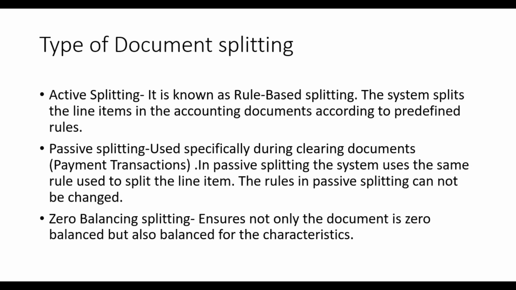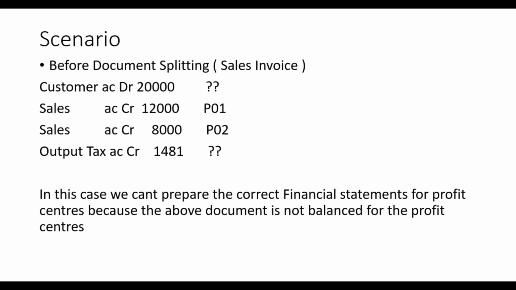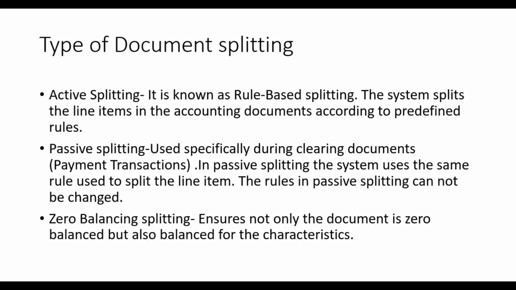That means if I apply the active splitting here, after the splitting my output tax is going to be equally split into 2 line items, credit with profit center 1 and profit center 2, and the customer is also going to be split into 2 line items, debit. But as we know, in entry view we are not going to get the profit center splitting items. Always it will be there in the GL view, not in the entry view. So I need to go to the GL view to check whether these customers are split into 2 line items or not. That is your accounts receivable. We will see it.